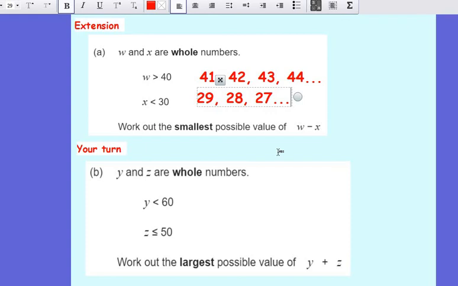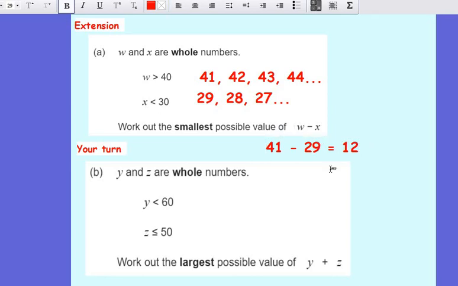And I've been asked to find the smallest possible value of W take away X. Now to do this, I want W to be as small as it can possibly be, which would be 41, but I want X to be as big as it can possibly be, which would be 29. So the smallest possible value of W take away X is going to be 12. Over to you, Year 8.